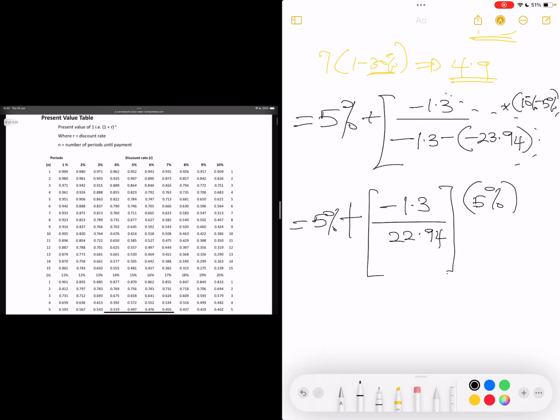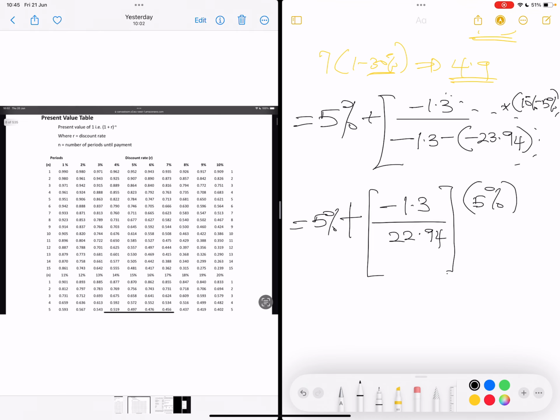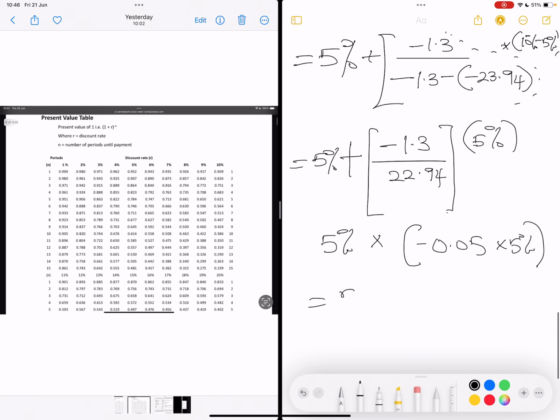So we'll do 1.3 divided by 22.94. That gives still 5%. Multiply by minus 0.05. Multiply by 5%. That equals to 5%.